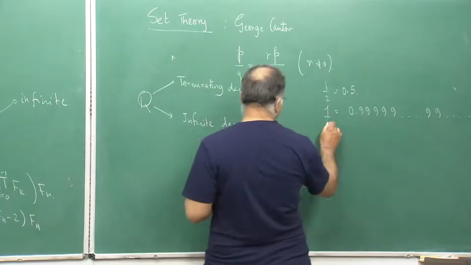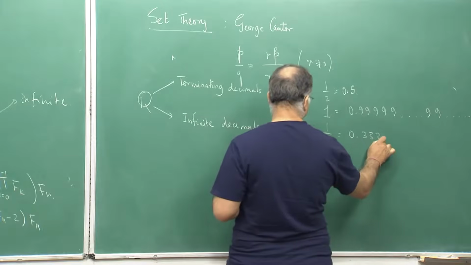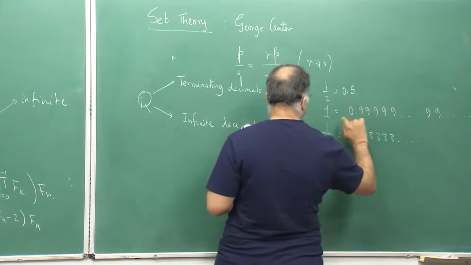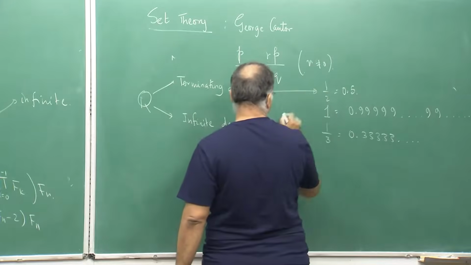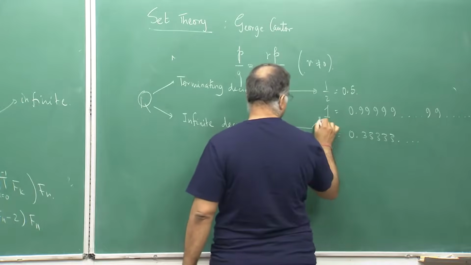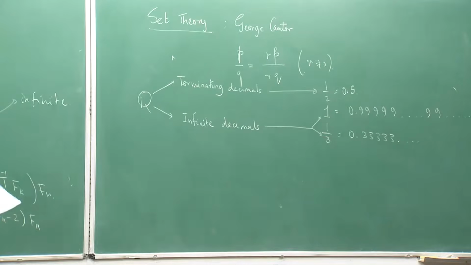For example, 1/3 would be 0.3333. So this is a non-terminating decimal. This is an example of a terminating decimal. These are examples of non-terminating decimals. Okay.